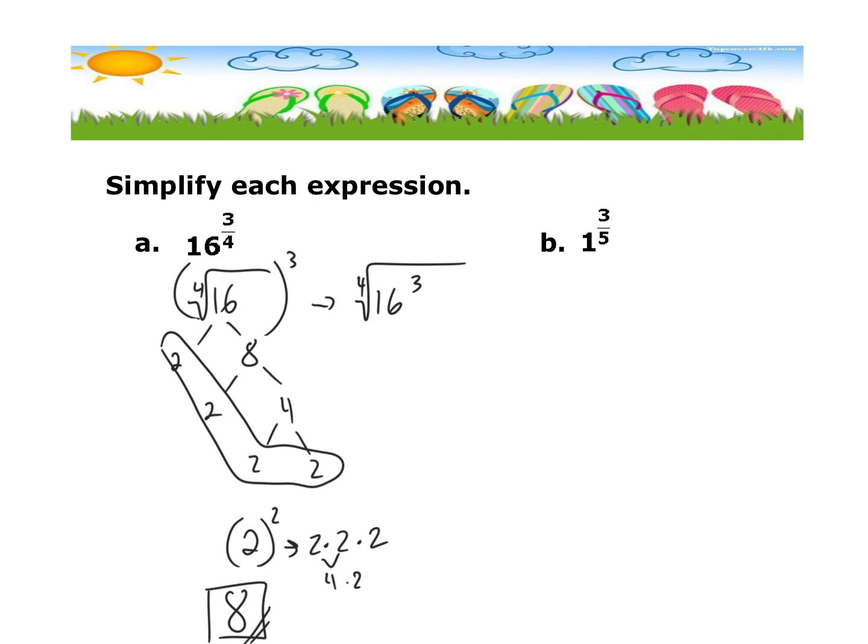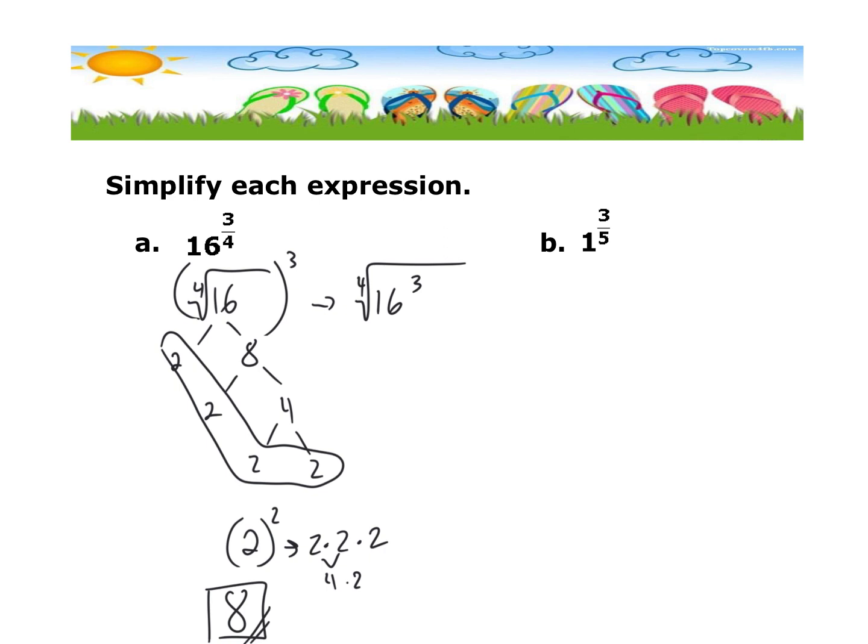Now, if we do 16 times 16 times 16, we're going to get a number. And if we find the 4th root of that number, it's going to give us 8. In this case, I thought it was easier to take the 4th root first. A lot of the times, that's going to be the case when you have to raise to a big power like 3, 4, 5 at the end. It's just good to know.